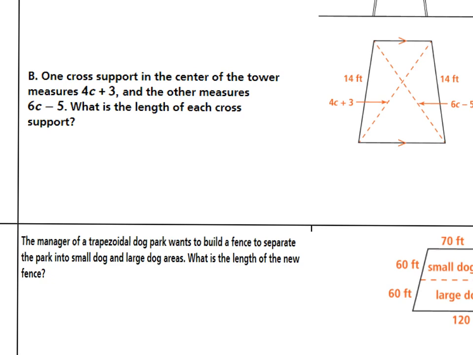One cross support in the center of the tower measures 4C plus 3, and the other measures 6C minus 5. What is the length of each cross support? Well, if we look at those cross supports, those are diagonals. And remember, in an isosceles trapezoid, diagonals are congruent. And what that means we can do is we can take 4C plus 3, set it equal to 6C minus 5.